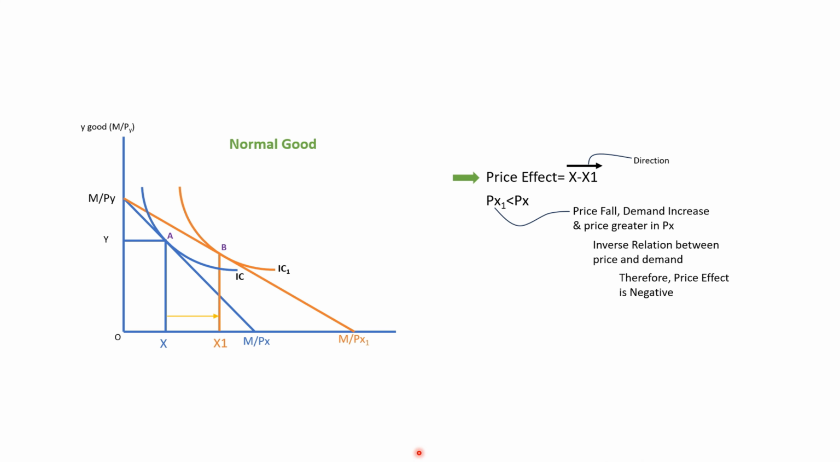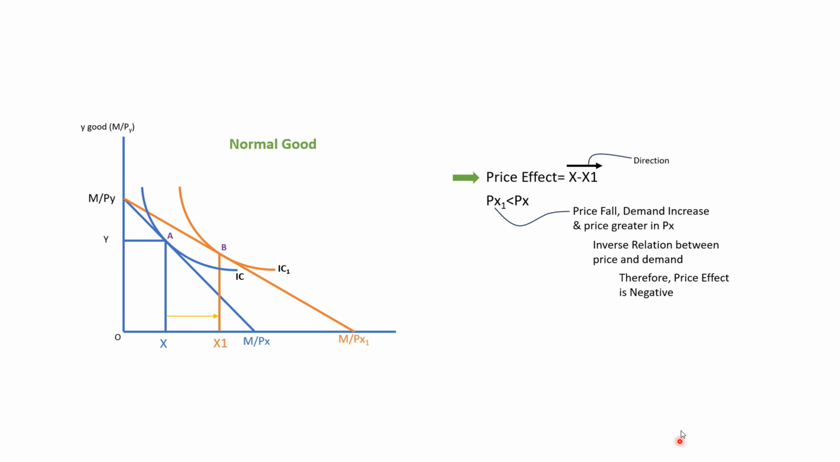It is the price effect because the price fell but the demand has increased, so there is an inverse relationship, and here the price effect is negative. Here at this point x the price of good X is greater, and at this point the price of good X is less. For that reason we have given this symbol. So we have understood what happens when price changes.